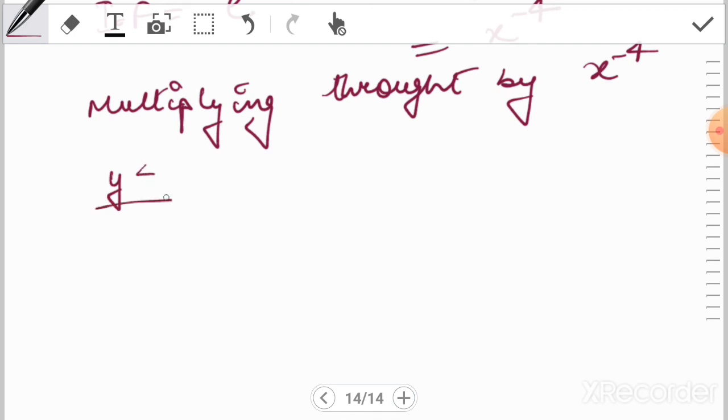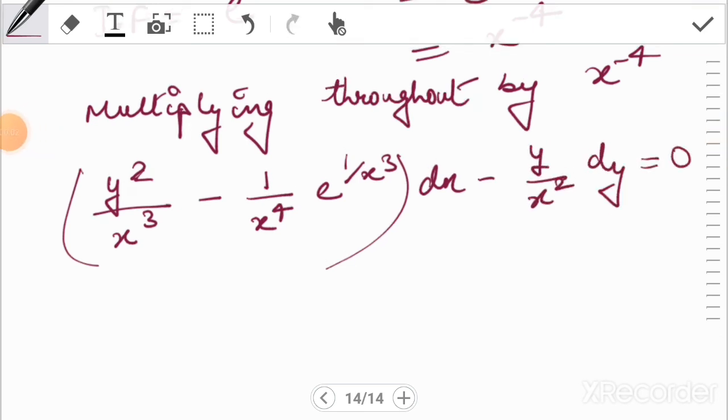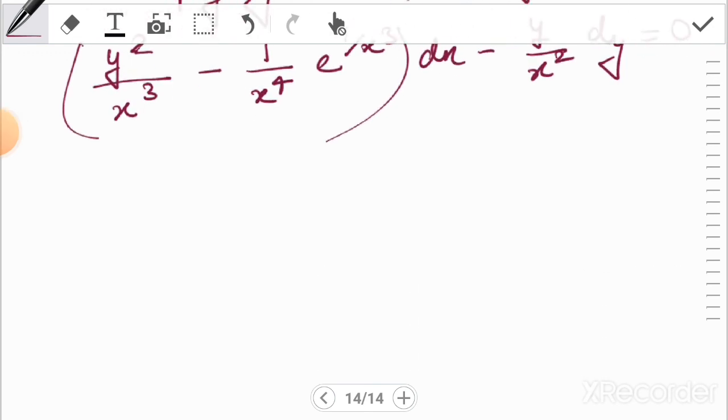y square by x cube minus 1 by x power 4 e raised to the power 1 by x cube dx minus y by x square dy is equal to 0, which is an exact equation.